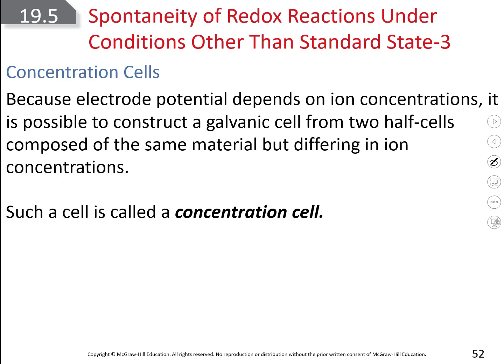This is called a concentration cell. A concentration cell has the same ion on both sides of the cell, but at different enough concentrations that you can get electrons flowing across them and end up with a potential difference. It's not going to be huge, but it can be measurable. So same material, just different ion concentrations.